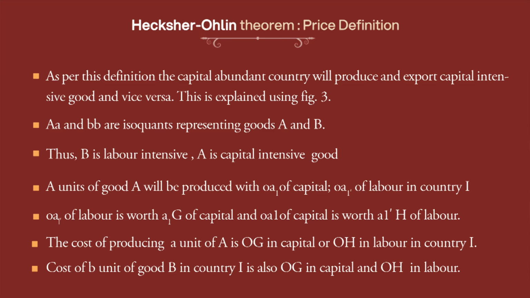OA1 dash of labor is, however, worth A1G of capital. If we look at the figure, we'll find that OA1 dash of labor is worth A1G of capital and OA1 of capital is worth A1H of labor. So the cost of producing a unit of A is OG in capital or OH in labor in country 1. Similarly, we'll find that the cost of B units of good B in country 1 is also OG in capital and OH in labor.